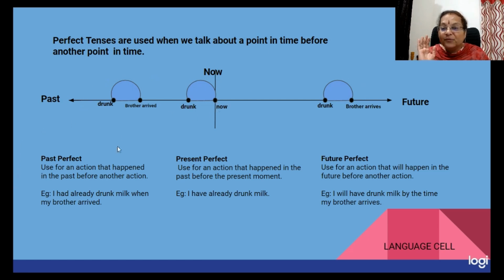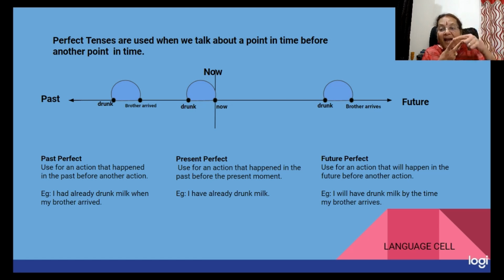So first let's go to the past perfect, right? Used for an action that happened in the past before another action. One action happened, before that another action happened. Let's see. I had already drunk milk when my brother arrived. Now, in the timeline from the past, if you see, drank milk, then the brother arrived. So when the brother arrived, this drinking act is already past.